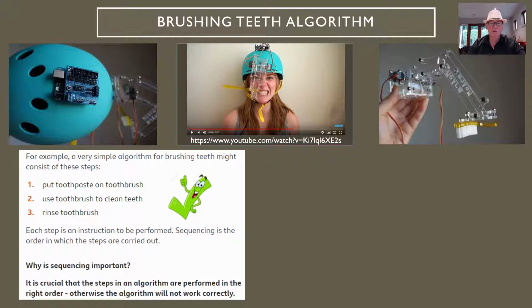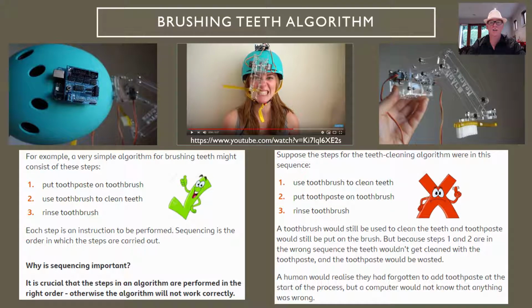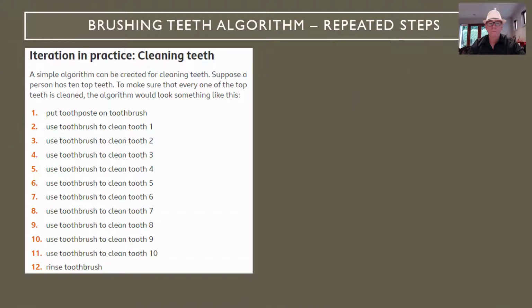And it's crucial in programming, the sequencing, the order you do things in can change things dramatically. Like if we changed our cleaning the teeth algorithm and we just started off using the toothbrush straight away like that robot did, and we haven't got any toothpaste on it, and then we decide, oh, we'll put toothpaste on now and just rinse it all off without ever using the toothpaste, that's the wrong order, and that's going to mess up your program as well.